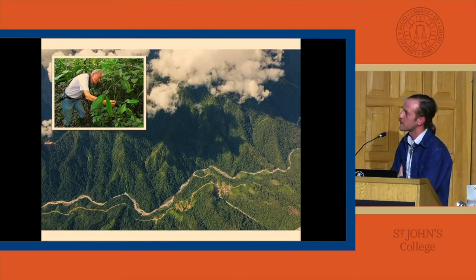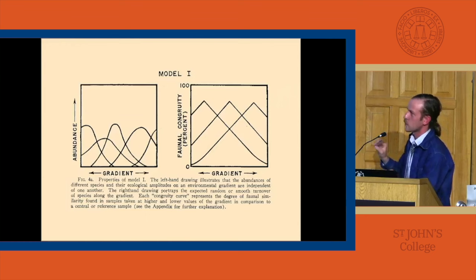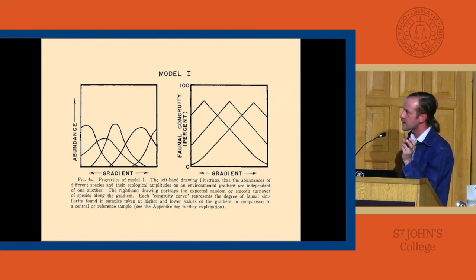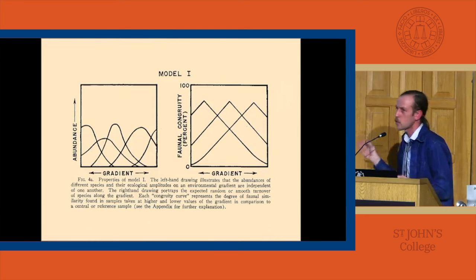First off, in the next 3 slides, ignore everything to the right. So where it says faunal congruity, I don't really know what that means. Don't worry about it. But look on the left-hand side of these slides. Y-axis here, we have abundance. So this is the number of individual birds. X-axis, we have a gradient, which we can think of as elevation.